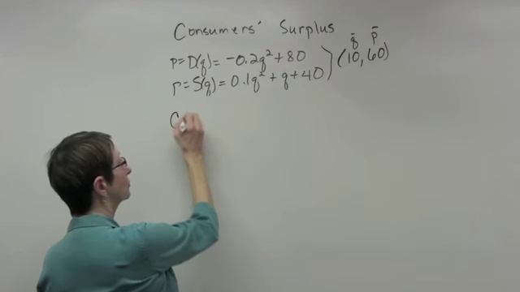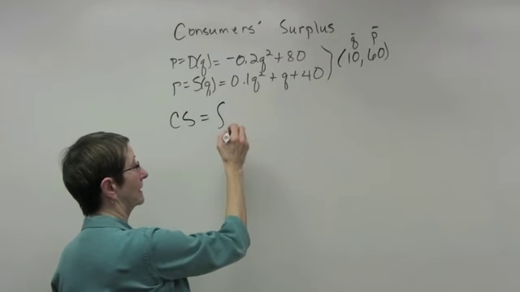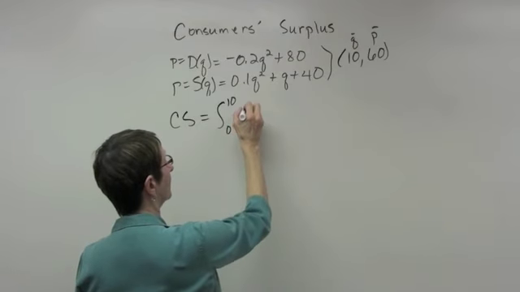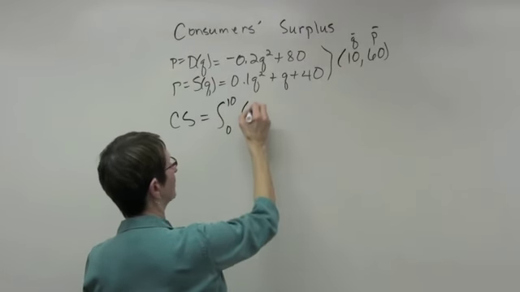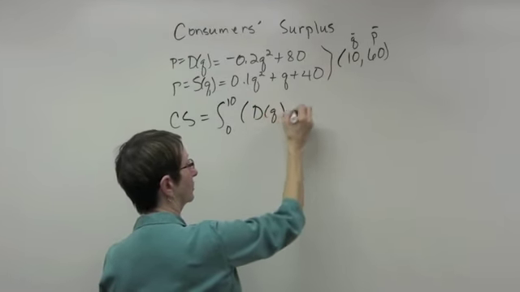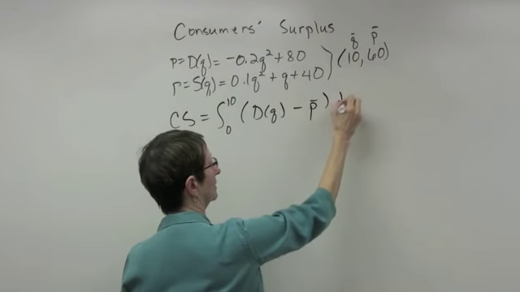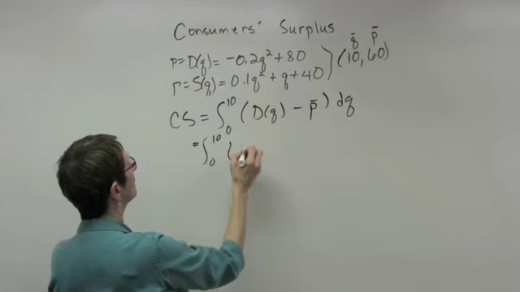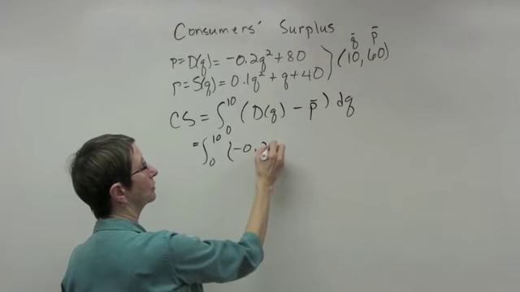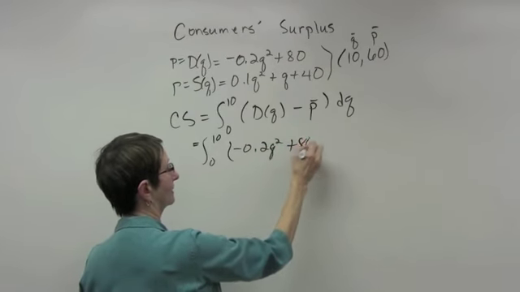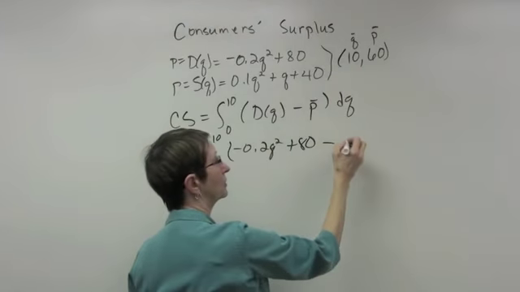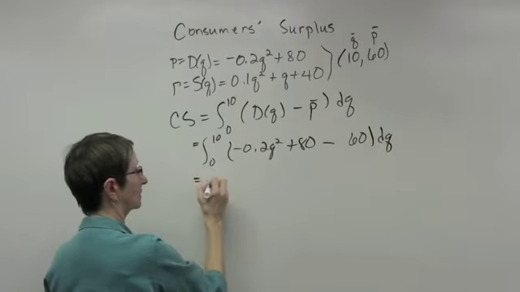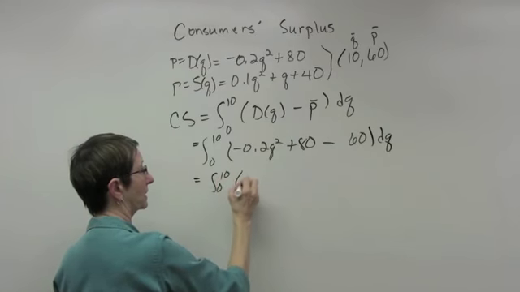So my consumer surplus would be the integral from 0 to 10 of my demand equation. It's always d of q minus p bar dq. So negative 0.2q squared plus 80, and then minus p bar, which is 60, dq. Integral from 0 to 10.